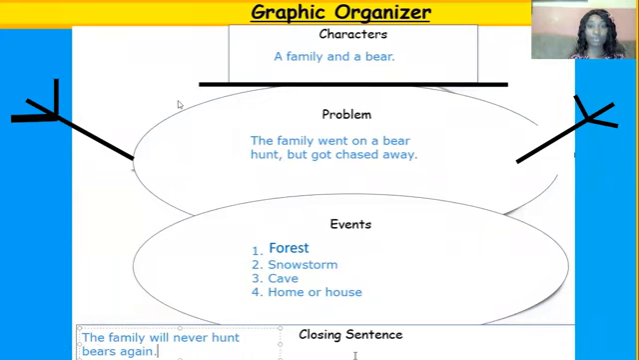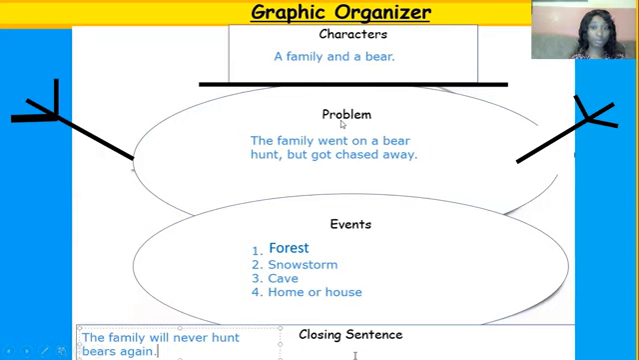After that, we built a graphic organizer. Graphic organizers can help us summarize stories in our own words. It includes the characters, the problem, the events, and the closing sentence. Do you remember the characters in the story were going on a bear hunt? Yes, the characters were a family and a bear.